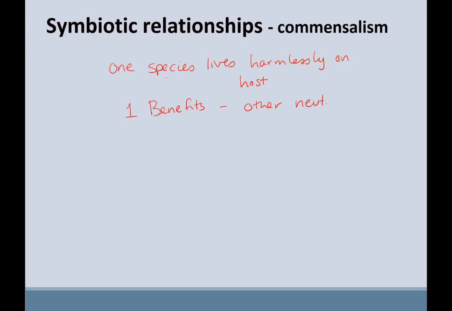So the last couple of slides I'm going to talk about in this video are the symbiotic relationships, just to help you define. So commensalism is when one species lives harmlessly on a host. So one is benefiting, the other is neutral, not harmed. Okay, and this is really the majority of our normal flora.